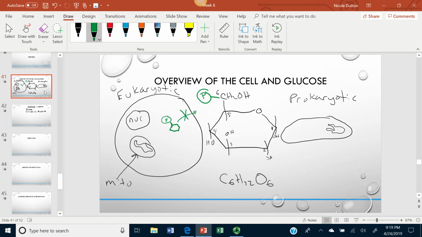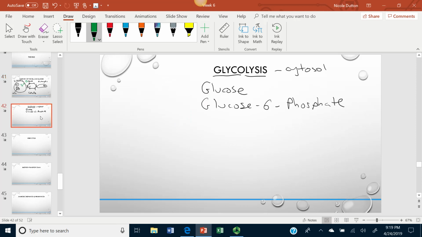Plus, it affects the concentration. So if you know biological systems like to have an equal concentration inside of the membrane as outside of the membrane, if we trap it inside the cell as glucose 6-phosphate, that's different from just straight up glucose in the surrounding environment. So it allows it to stay inside the cell. Then we convert it to fructose 6-phosphate.